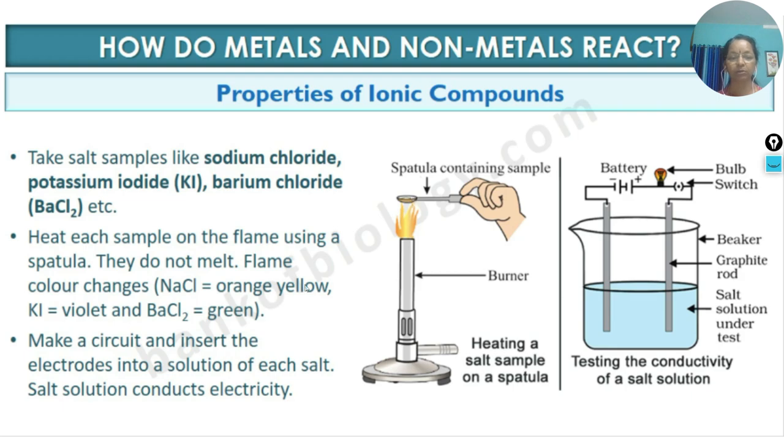If it is sodium, it gives an orange yellow color, and if it is potassium iodide, it will give a violet color. If it is barium, it will give a green color to the flame. So it will not melt easily. Instead, it shows different colors according to the metal present.